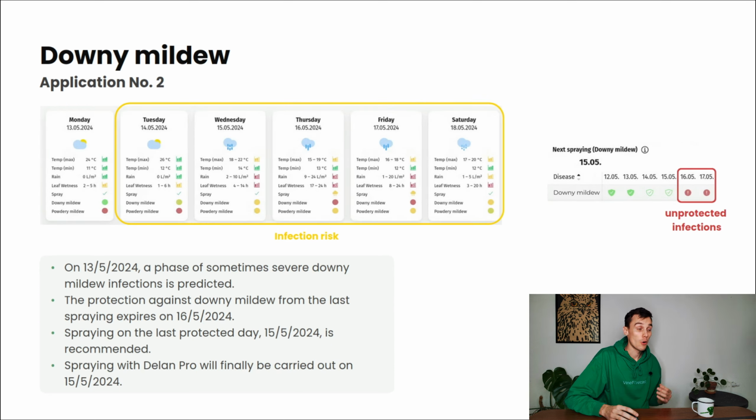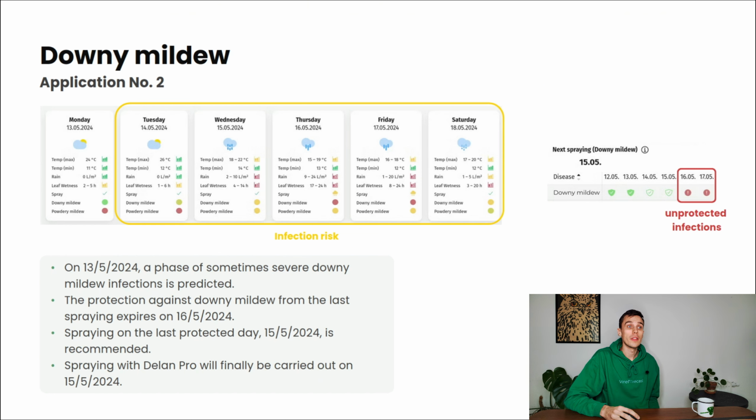However, things changed, and on the 13th of May a phase of sometimes severe downy mildew infections was predicted. Here you can see we have even a very high infection risk of downy mildew on the 16th and 17th of May. The protection from the last spraying was predicted to expire on the 16th of May, and that's why on the right-hand side the app predicts unprotected infections. And that's what we don't want.